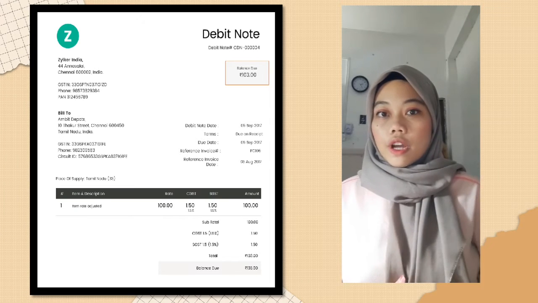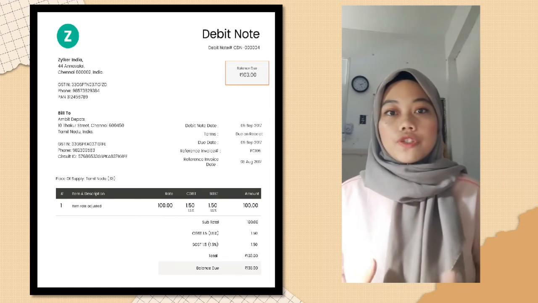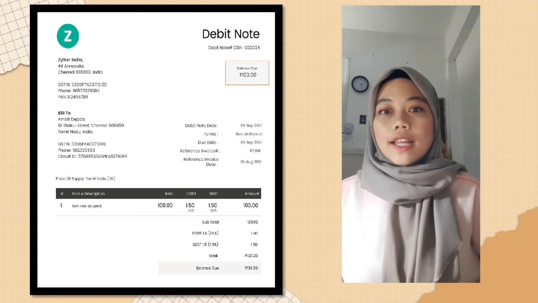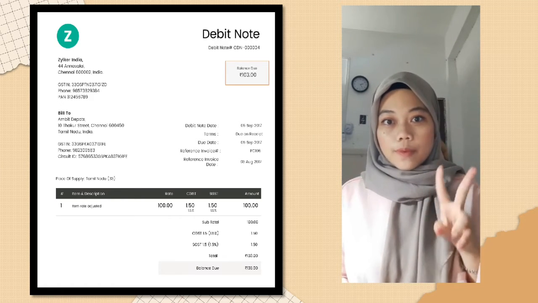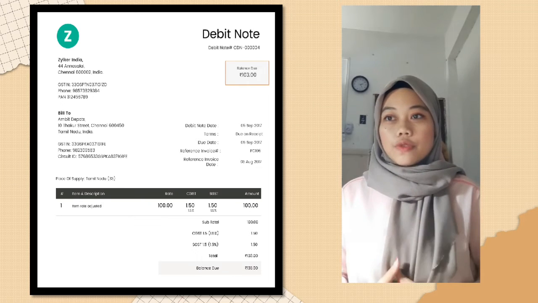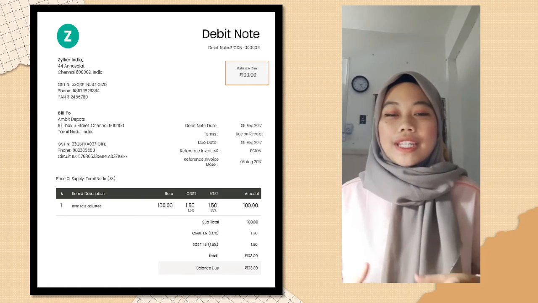From DKB2, we'll continue this presentation by explaining about returns inwards journal and returns outwards journal. Before I explain further about returns inwards and returns outwards journal, I would like to share with you the source documents that are involved in this journal. There are two types of source documents involved. The first one is the debit note, and the second one is the credit note.